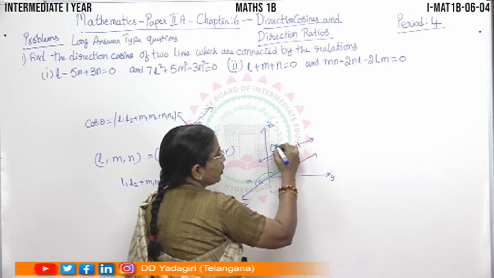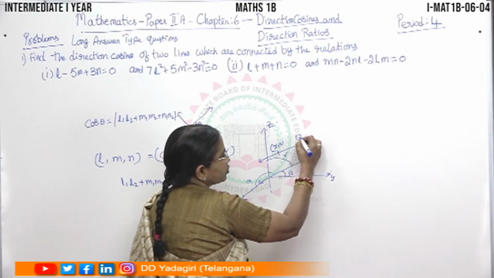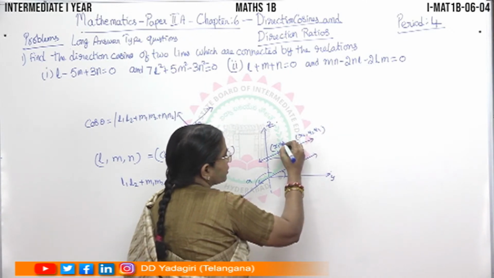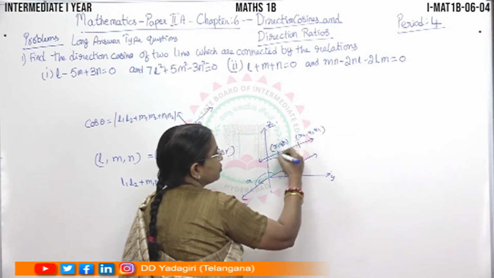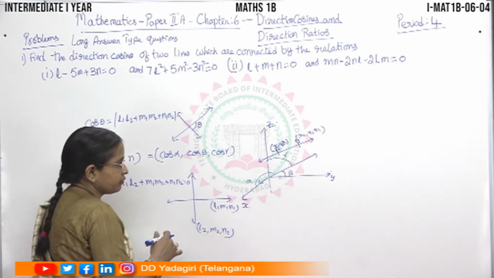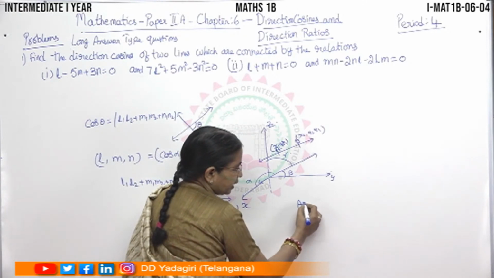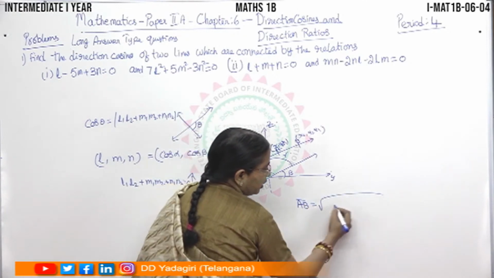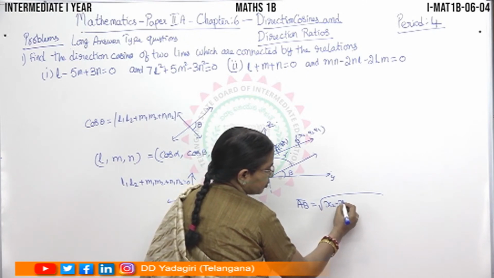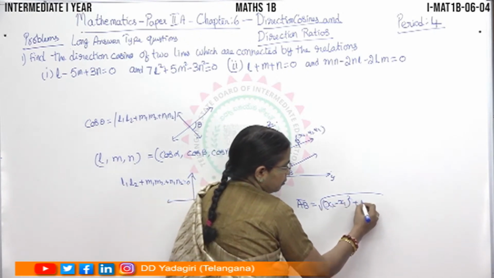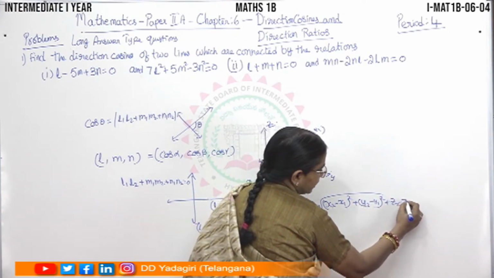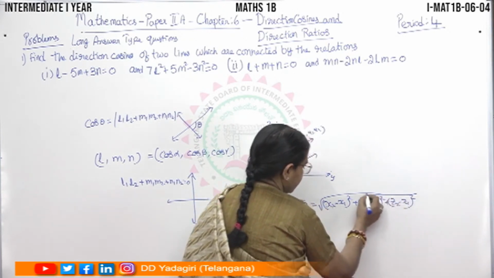Suppose that x1, y1, z1 and x2, y2, z2 are 2 points on the line. Then the direction cosines, first you find the distance AB. Distance AB is root of x2 minus x1 whole square plus y2 minus y1 whole square plus z2 minus z1 whole square. So this is AB distance.